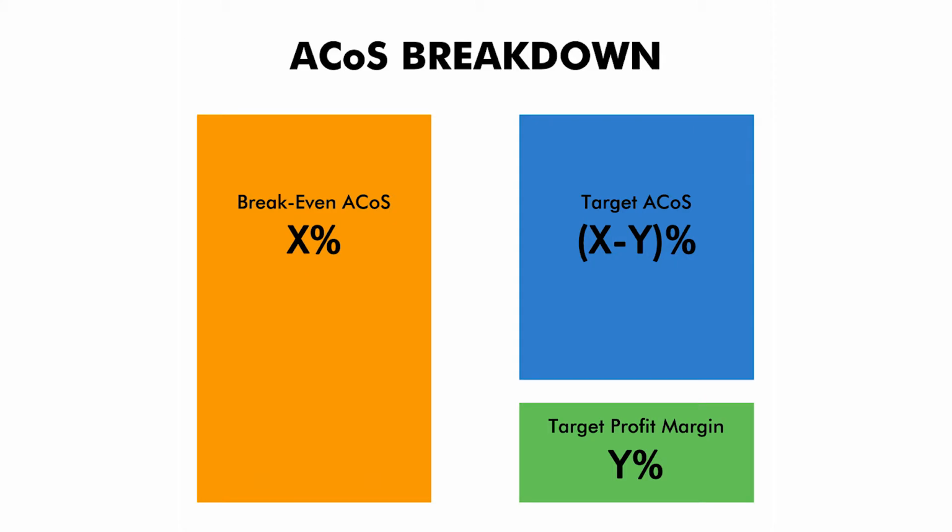Now it's time to calculate your perfect target ACoS, or TACoS. As you can see from this image, I broke down the ACoS. The orange column represents the break-even ACoS, the maximum amount of money that you are willing to spend in advertising. That amount can be divided into the blue column, which represents your target ACoS, the ACoS that you want to achieve in order to be profitable and have certain profit margins. And the green column represents your target profit margin.